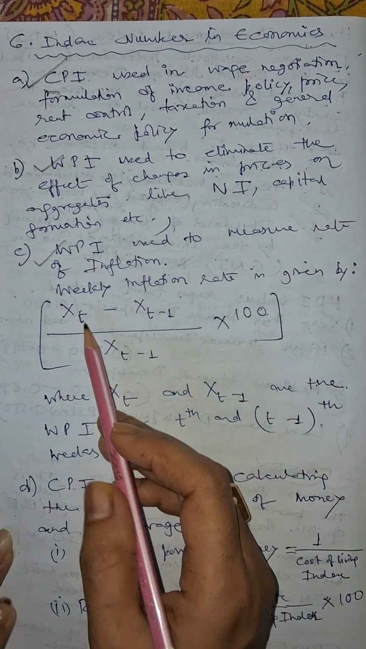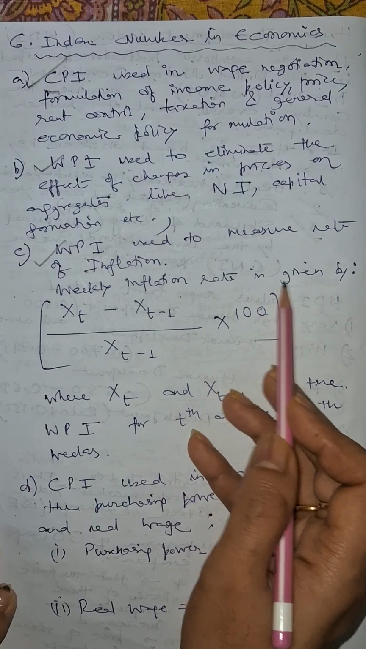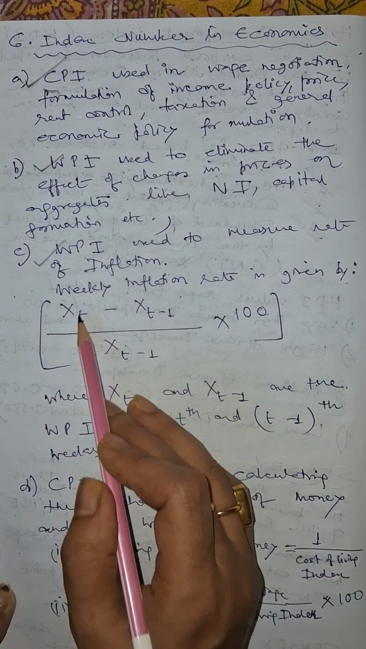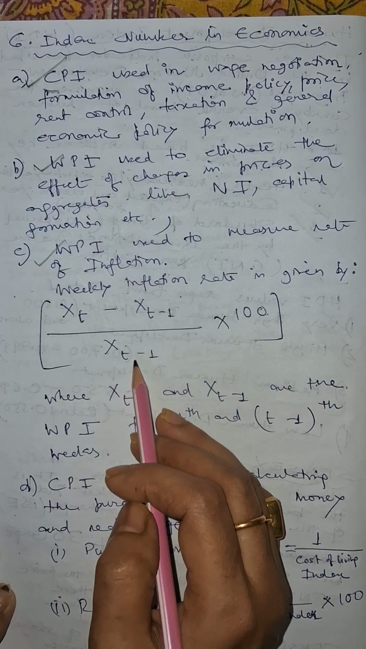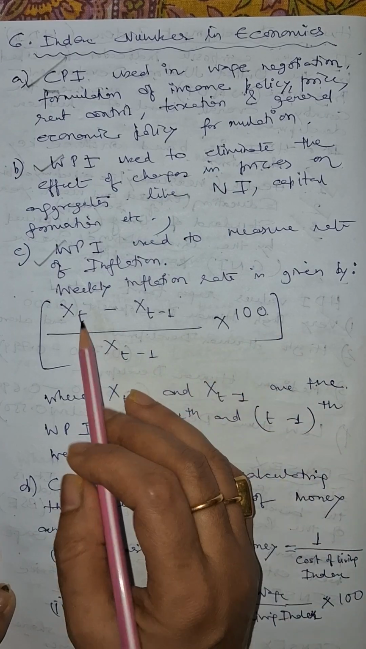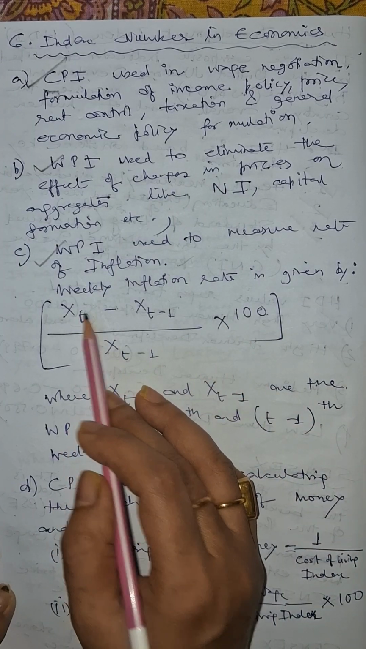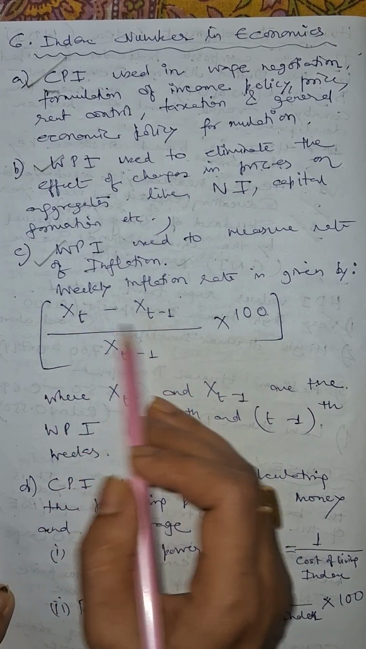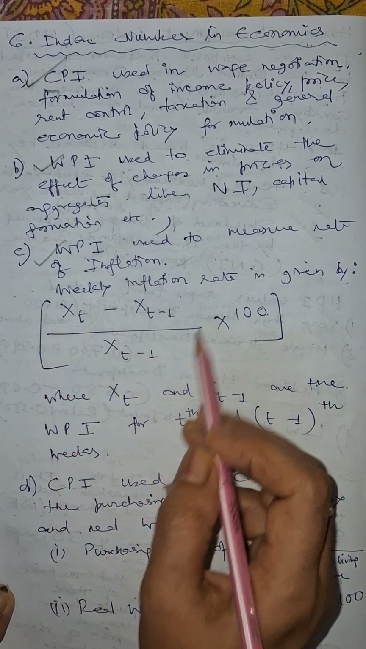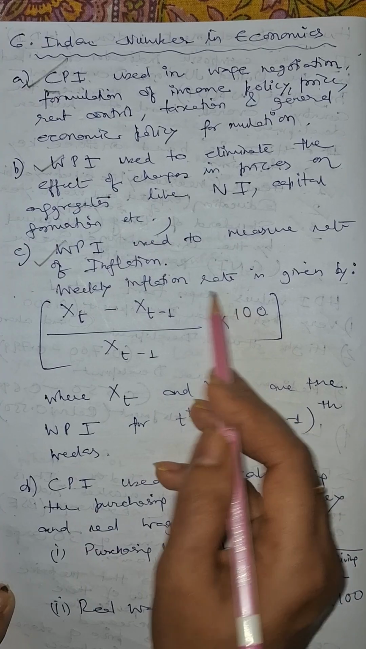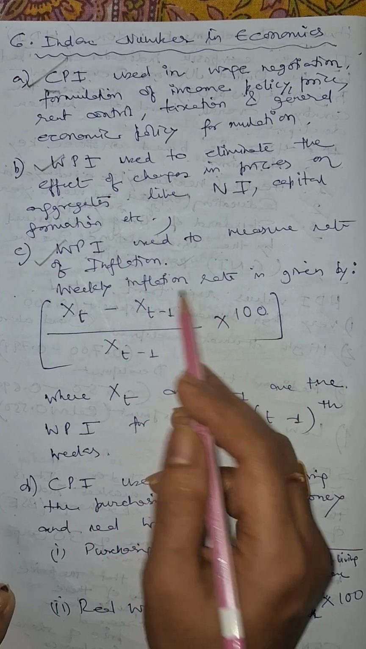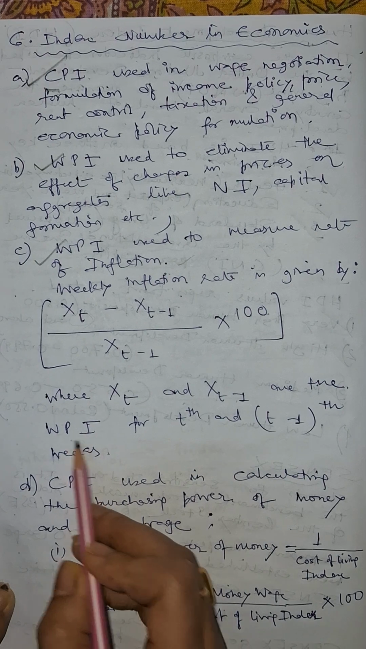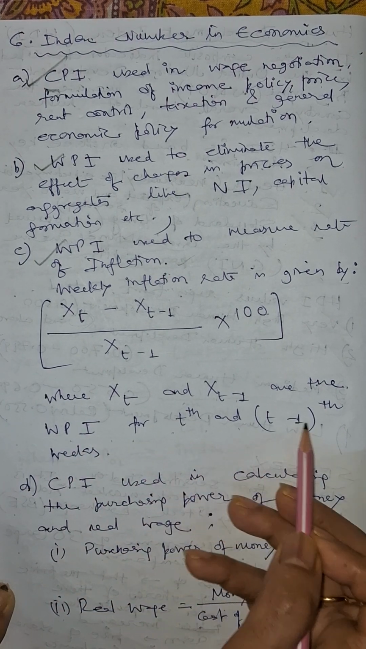WPI is also used to measure the rate of inflation. How does it measure? The weekly inflation rate is given by (Xt minus Xt-1) divided by Xt-1, into 100. Here t is the time period t and t minus 1 is the time period of the previous week. This is the inflation rate, presented weekly. Here Xt and Xt-1 are the wholesale price index for the t-th and the (t minus 1)-th weeks.